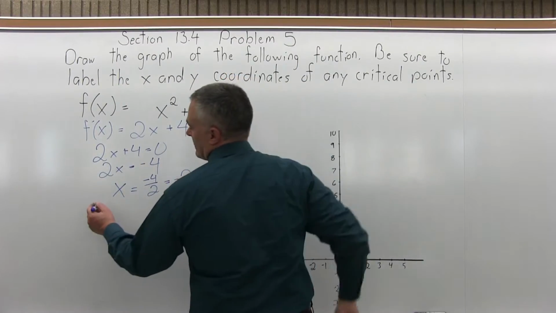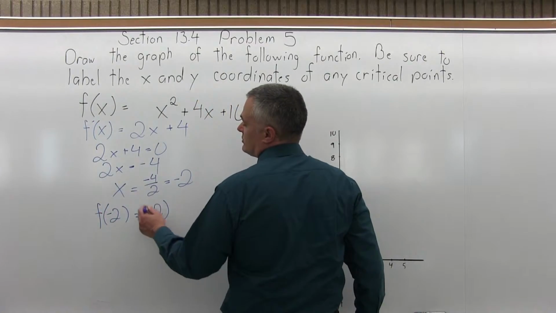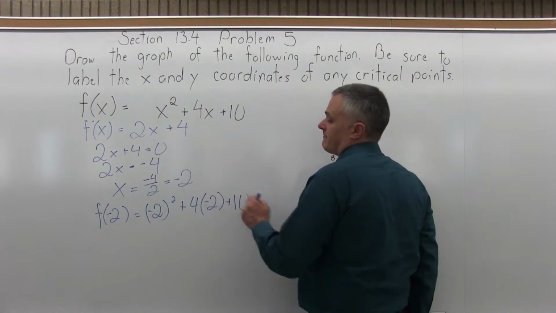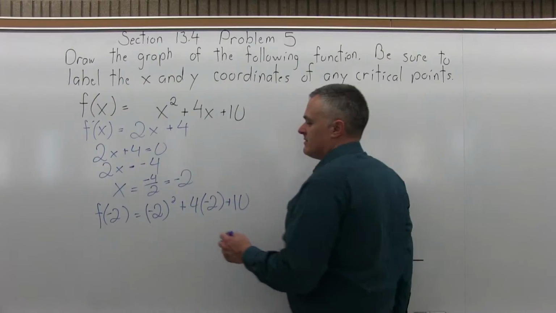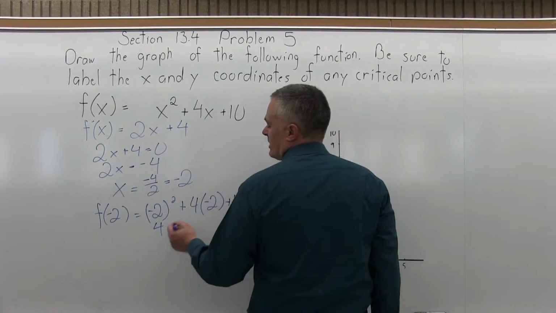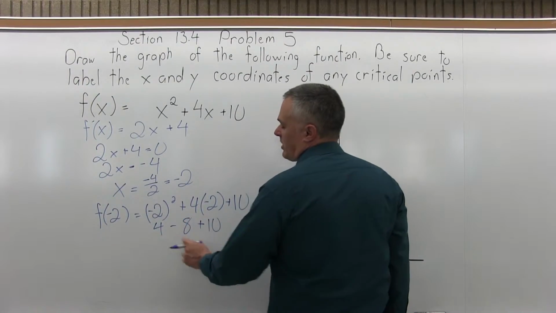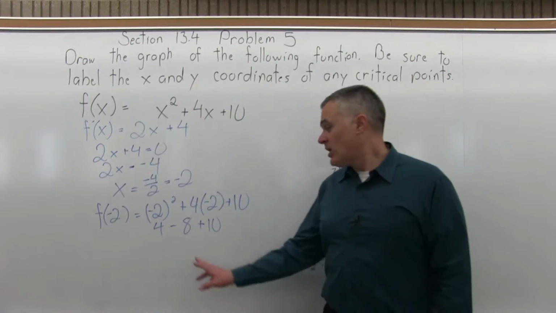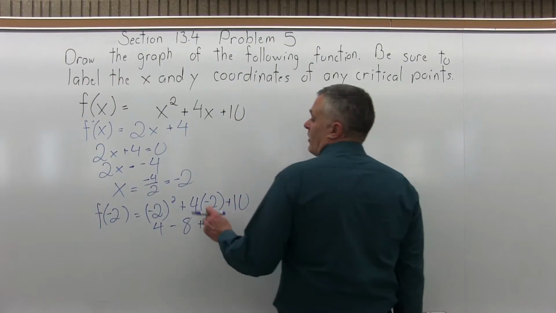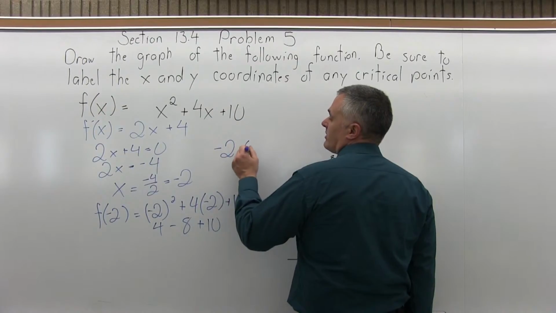of minus 2. So f of minus 2 is x squared is minus 2 squared, plus 4 times x is 4 times minus 2 plus 10. Do the math. Negative 2 second power, negative 2 times negative 2 is positive 4. 4 times negative 2 will be minus 8. You have a plus 10 at the end. So if I combine positive 4, positive 10, I have positive 14. Positive 14 and negative 8 is going to be positive 6. So the y coordinate that goes with that is positive 6. So my critical point has an x value of negative 2, a y coordinate of positive 6.